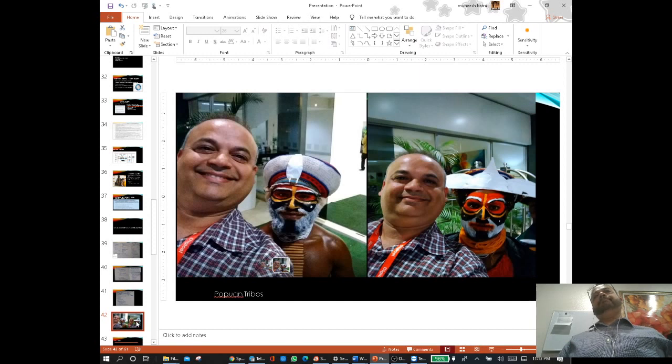This is me smiling with one of the people in the offices, and these people are called Papuan tribes. If we look at a Google search around Australia, we find this beautiful island called PNG, and there are 100 such Papuan tribes.